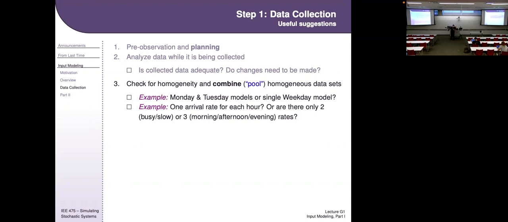11 to 12, 12 to 1, 1 to 2, those are all actually really similar. We're going to call that lunch or something like that. And if you can group them together, you get more data and better fits. And it makes your model simpler because you don't need as many input models. So whenever possible, try to bundle data together to make for more data and fewer input models, but do not assume you can do it ahead of time. Don't immediately assume every hour of the day is going to be the same.